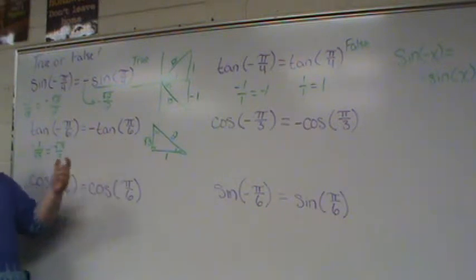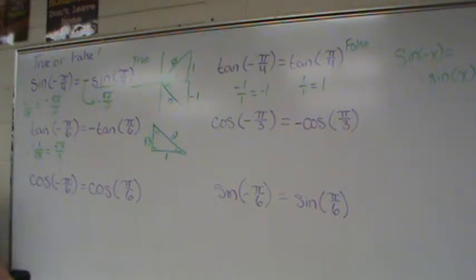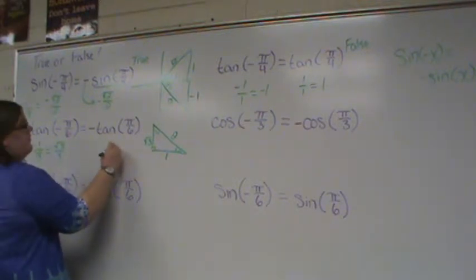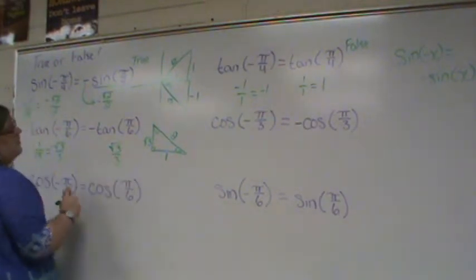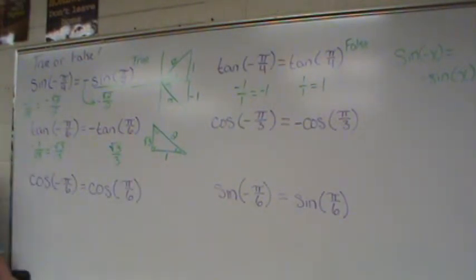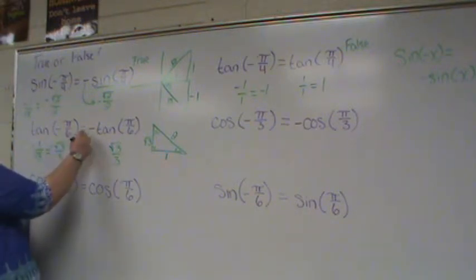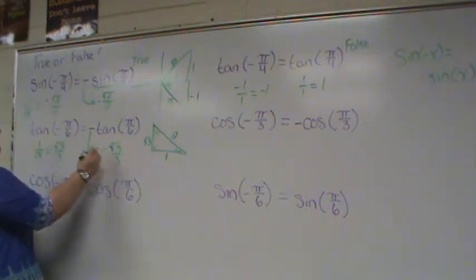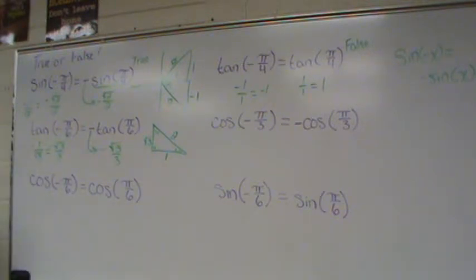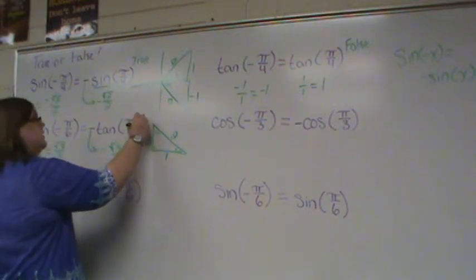How about our tangent of the positive pi over 6? So we're going to get root 3 over 3 again. And in the first quadrant, is tangent positive or negative? It's positive. But again, we need to bring that negative sign down. So we end up with negative root 3 over 3. So is this one true? Yes. So this one is true.